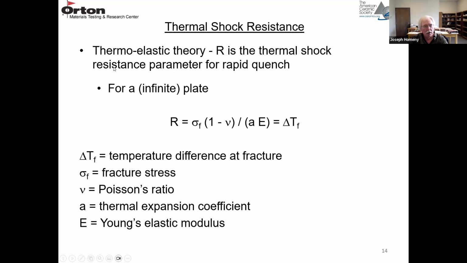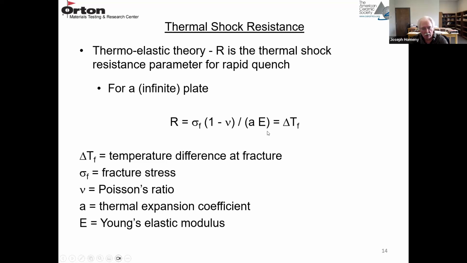So R is the thermal shock parameter for a very severe or rapid thermal shock. You might be dropping a sample into an ice bath, which would be a very severe thermal shock. And this equation is set up for a plate, an infinite plate. So R equals the fracture strength, sigma F, times 1 minus nu, which is Poisson's ratio, and that's divided by A, which is the thermal expansion coefficient, and E, the Young's elastic modulus.